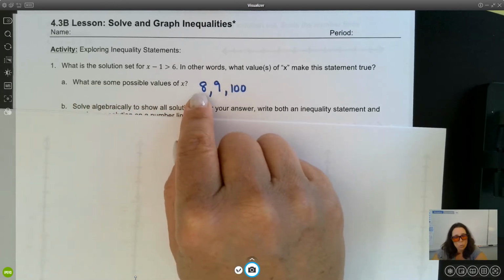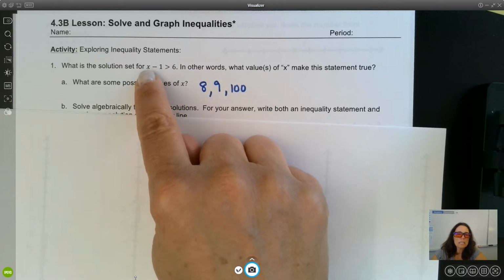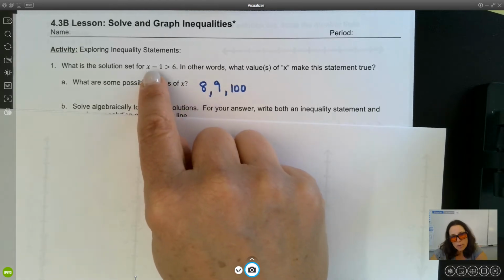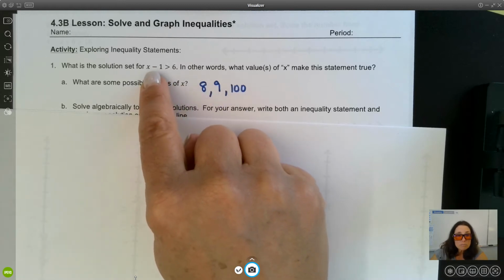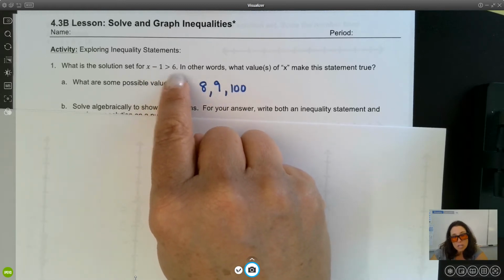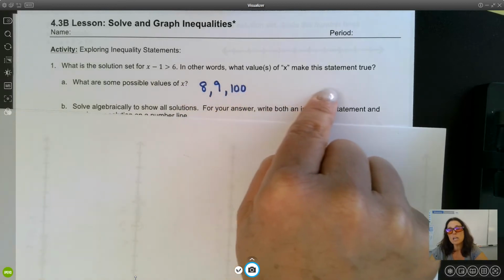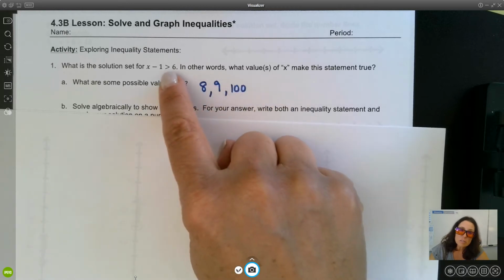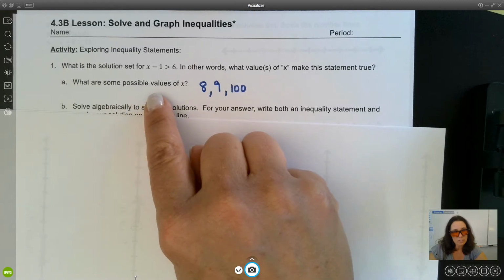So when I started the video a bit ago, I was talking about how to think of numbers you can throw in here that make this inequality a true statement. Okay, so if I throw an 8 in there, 7 is bigger than 6. If I throw a 9 in there, 8 is bigger than 6. If I throw 100 in there, 99 is bigger than 6. I could go on and on forever putting down values for this solution set. Okay, so it just has to write some possible values.